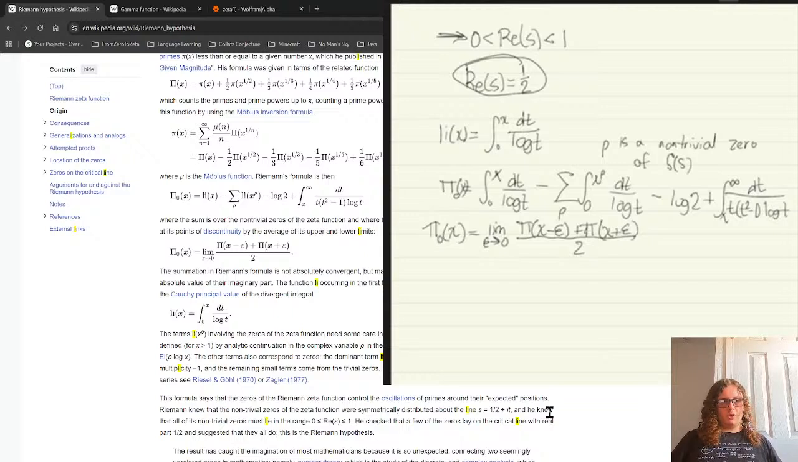We can calculate Li of x numerically. That's not a problem. And the same with the other integral, we can calculate that numerically. The only sticking point then is the summation there, and that's why we need the non-trivial zeros of the zeta function.